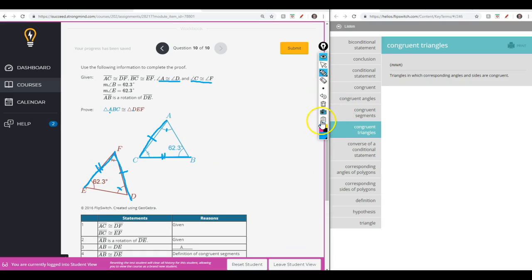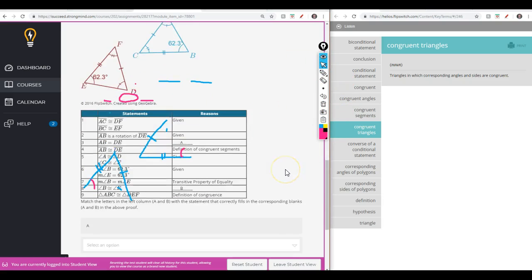So I'm looking and I'm noticing, okay, we have one angle that wasn't marked with its corresponding angle. However, it was given that they had the same degree measure. So now it's just a matter of using the definition of congruence to prove that. And then also that segment AB is a rotation of segment DE. It would be good to know and to remember what rotation preserves.